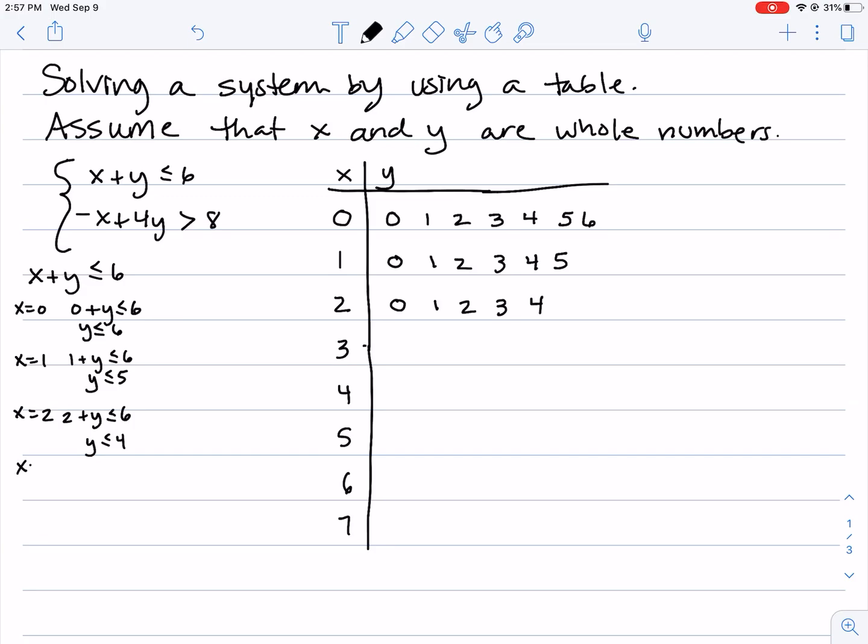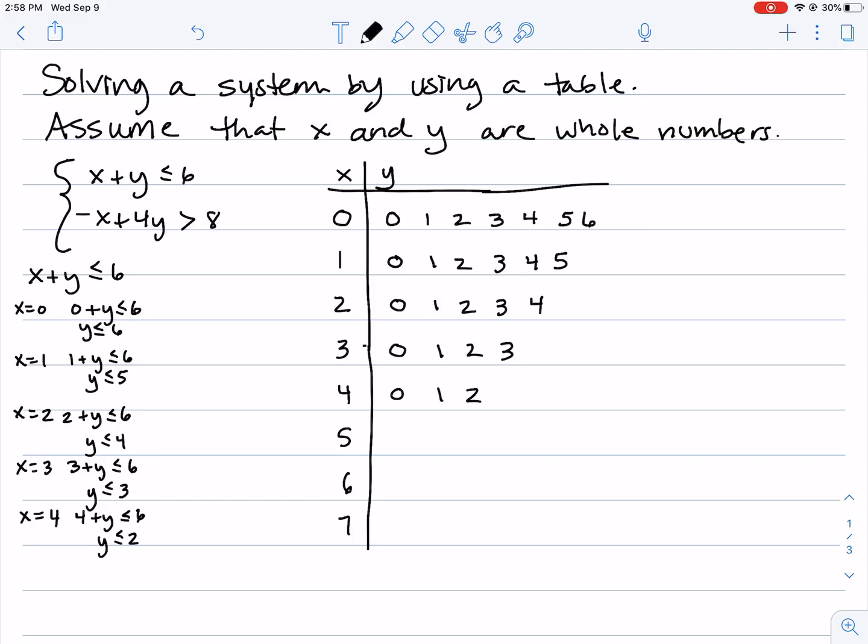All right, got to keep going. x equals 3 is my next value to plug in. 3 plus y less than or equal to 6, so y is less than or equal to 3. So I need to list all of the whole numbers for x equals 3: 0, 1, 2, and 3. Now x equals 4. 4 plus y less than or equal to 6, so y is less than or equal to 2. For x equals 4, I write out all of the whole numbers less than or equal to 2: 0, 1, and 2.